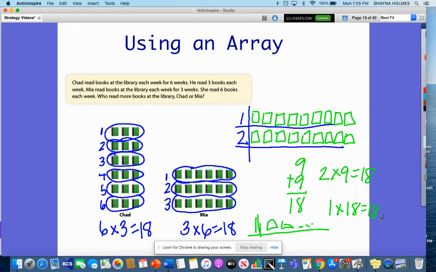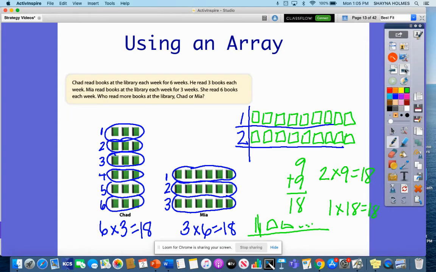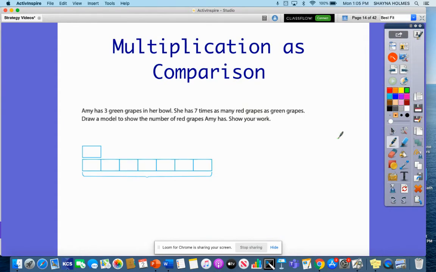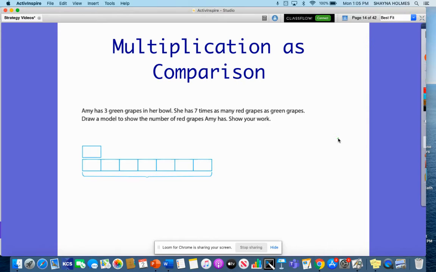Now let's look at a different strategy. So for this problem, we're looking at multiplication as a comparison. And we're going to be looking at a bar model. And this is really important because the next couple of lessons are going to be dealing with bar models. And so we want to make sure that you know how to use them. Now, you probably used them in previous grades when you were adding or maybe subtracting. So we're going to be using them for multiplication and division a little later on.